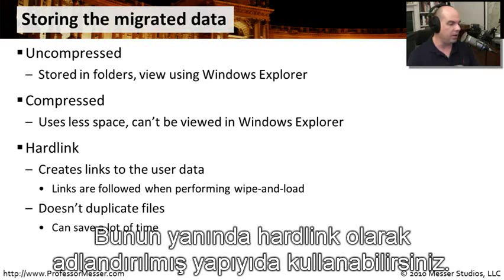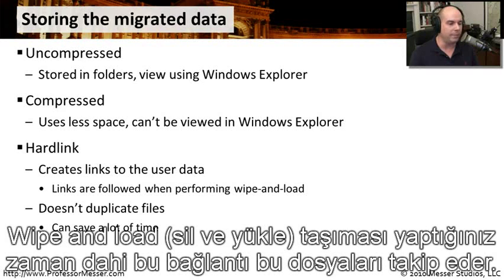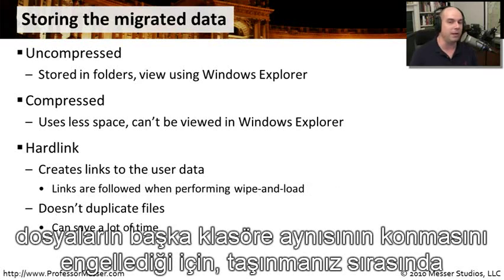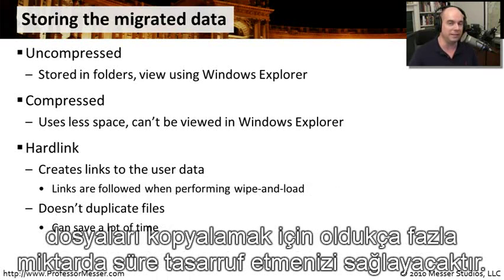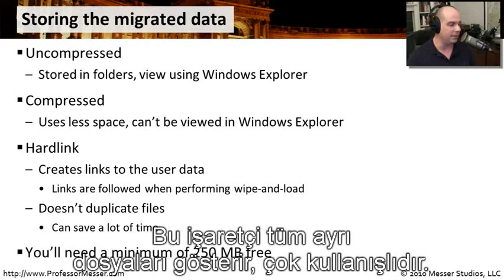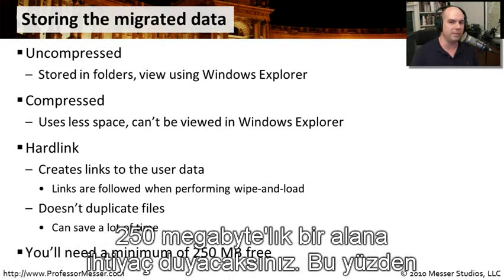You can also use something called a hard link. This creates some links to the user data, just pointers off to the user data. And when you do a wipe and load, the links still get followed. So it's a nifty little utility to be able to do that, but it also does not duplicate files on this system. So if you have a lot of files that are exactly the same in your migration, it can save you a little bit of time. You're not copying all those duplicate files off to a separate store. It simply has one pointer that points to all of those separate files. Very nifty.